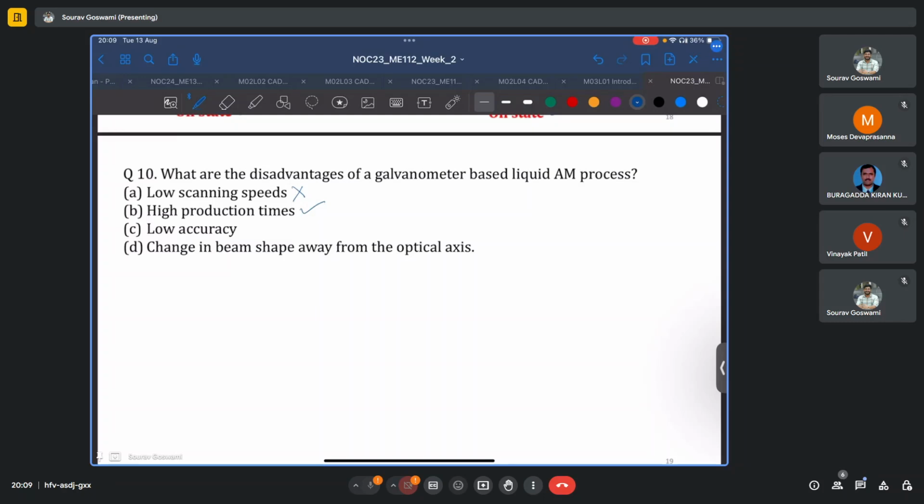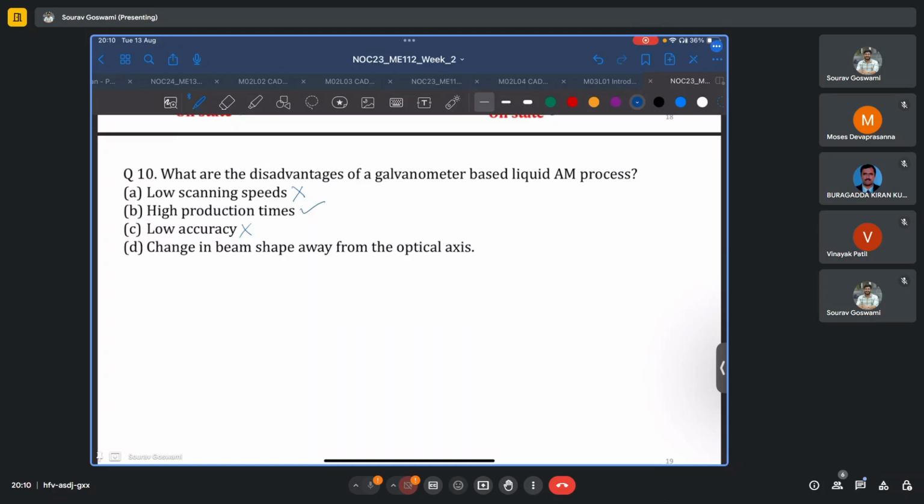Low accuracy. This is not true because, as we know, the laser beam is highly collimated and can be of very fine size. Depending on the size of the laser beam, we can achieve very high accuracy. Also, we know that we can actuate the galvanometer mirrors very precisely and can cover layered areas. Thus, the accuracy is good.